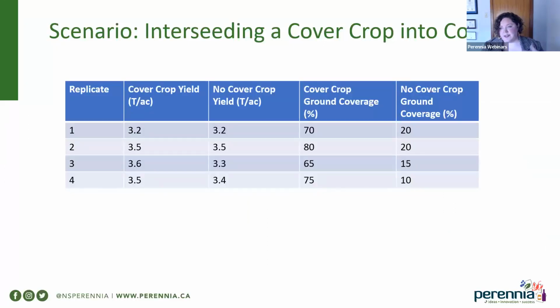So I've gone through, the season's over, and I've collected my data here. Just looking at it, I've got my yield in tons per acre for my cover cropped area and my non-cover cropped area, and then I've got the percent ground coverage for my cover cropped area and my non-cover cropped area. You can see right away, the yield numbers look pretty similar, and there's a bigger gap between my ground coverage numbers.